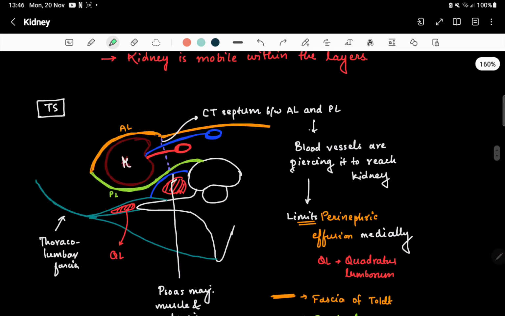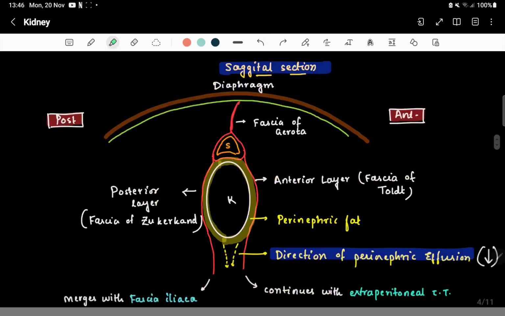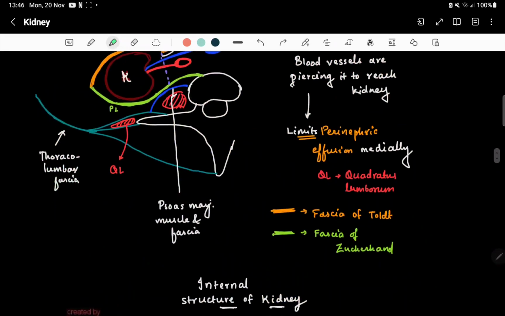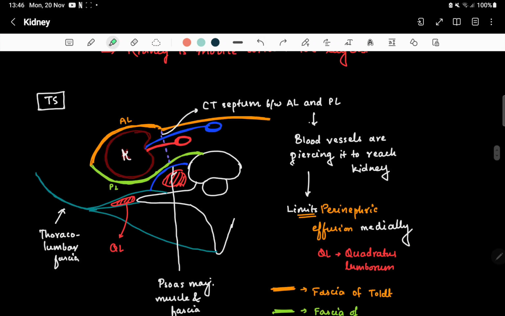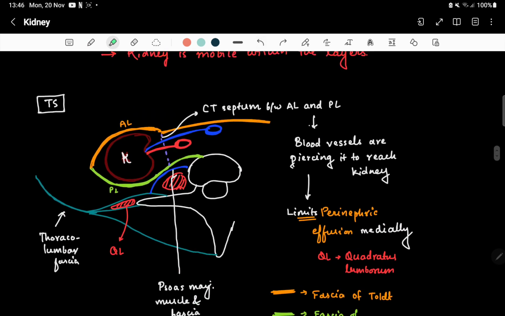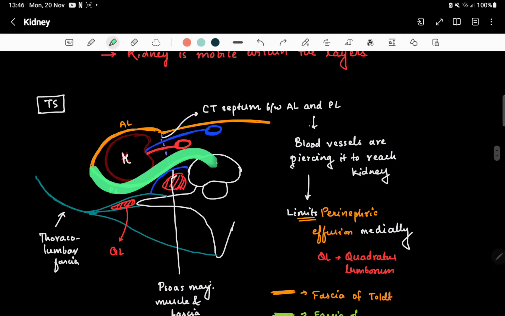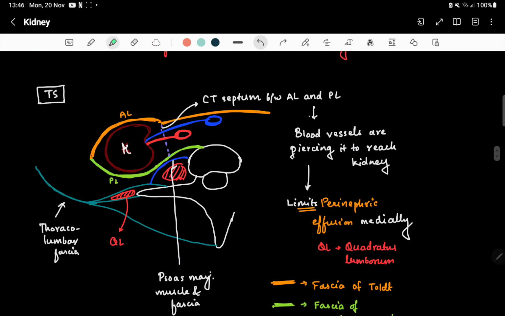Okay, and this anterior layer of the fascia that is covering the kidney, that is your fascia of Gerota. This anterior layer of the fascia of Gerota is called the fascia of Told. So this is the fascia of Told. This is the anterior part, and we are looking at the posterior part from here. Okay, so this is the fascia of Told, and this posterior layer is called the fascia of Zuckerkandl. This is the fascia of Zuckerkandl, which is connecting it to the vertebra.